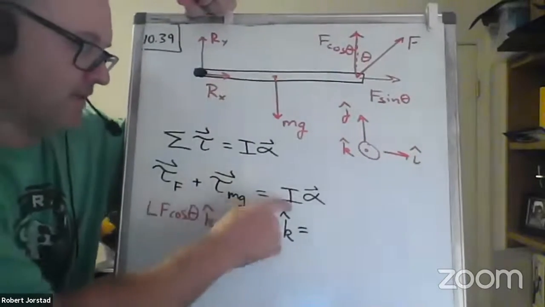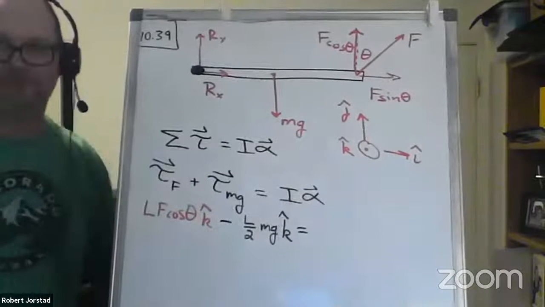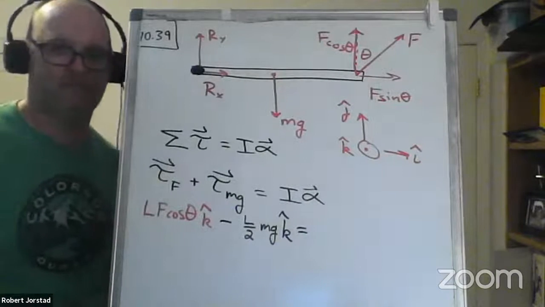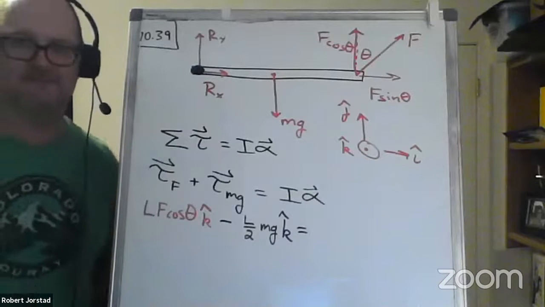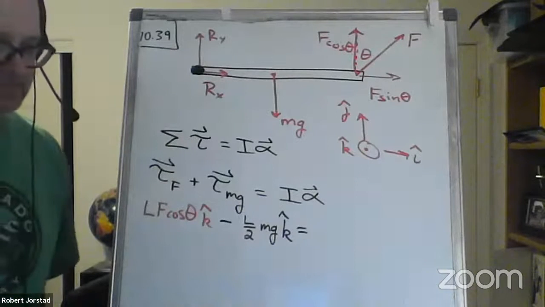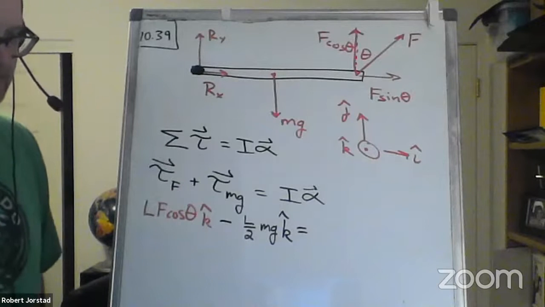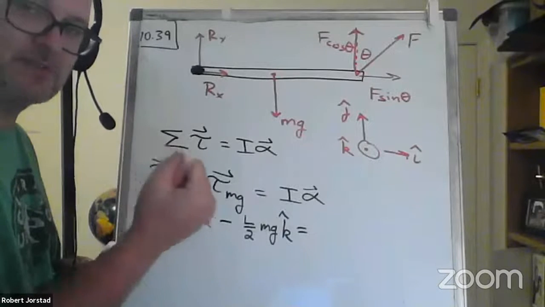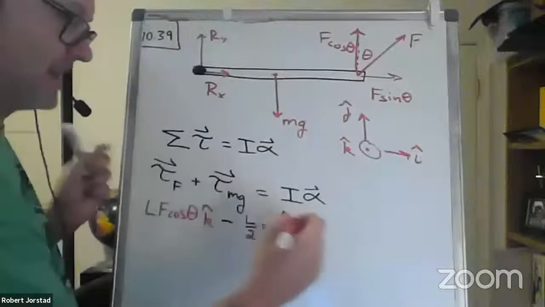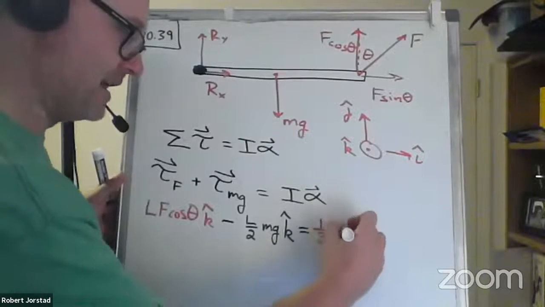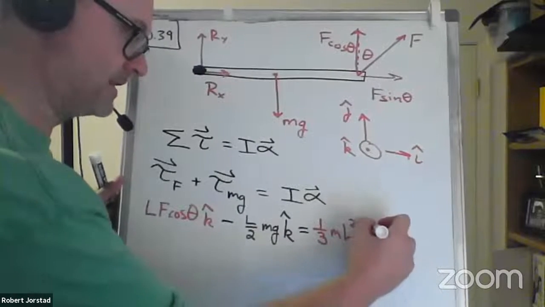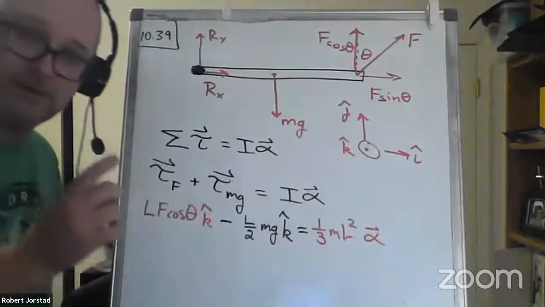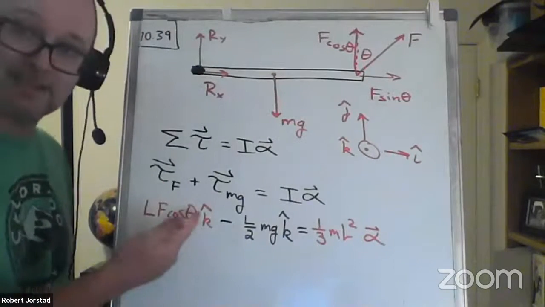Okay, what's the moment of inertia? Somebody else. Take a guess. Is it 1/3 ml squared? Yeah. How'd you know it wasn't 1/12? The pivot's at the end of the rod. So that's where we use that. 1/3 ml squared alpha.